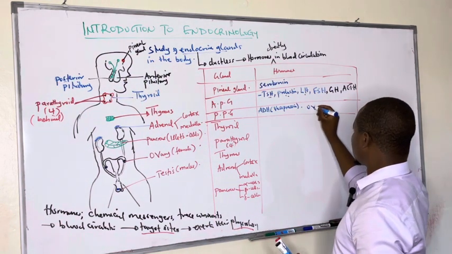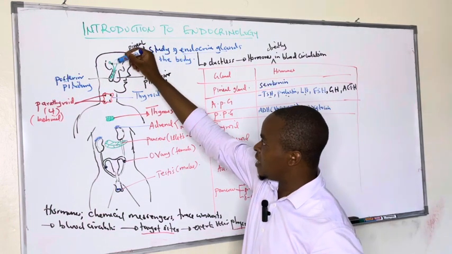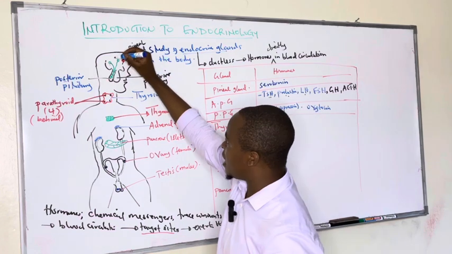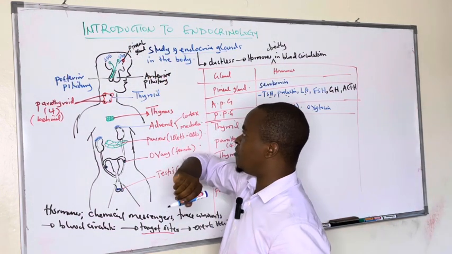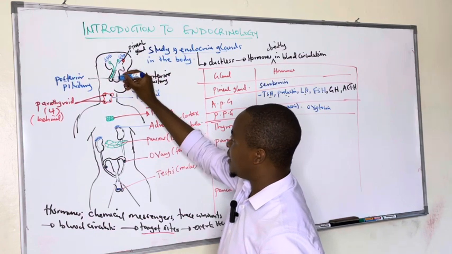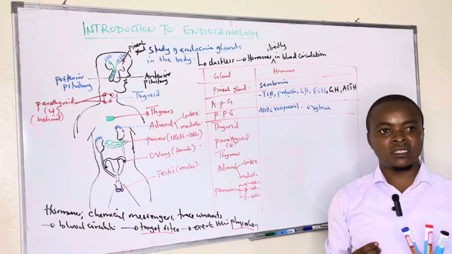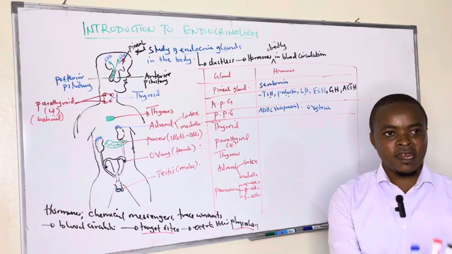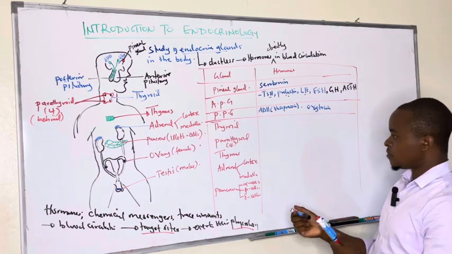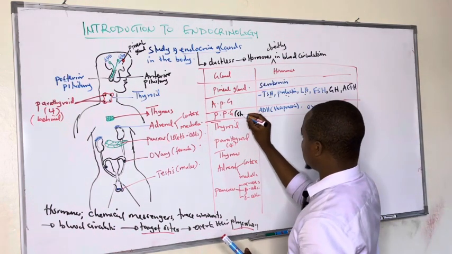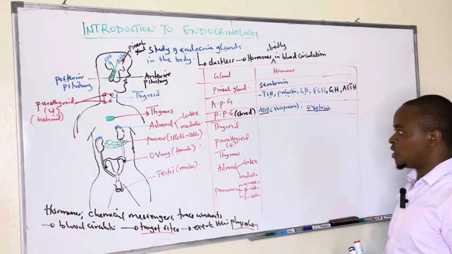So antidiuretic hormone is produced by the supraoptic nerve, and oxytocin is produced by the paraventricular nerve. When they are produced by the hypothalamus, they are stored in the posterior pituitary. The posterior pituitary does not synthesize or secrete; it only stores, and when need be, it releases. So in the posterior pituitary gland, we have stored antidiuretic hormone and oxytocin.